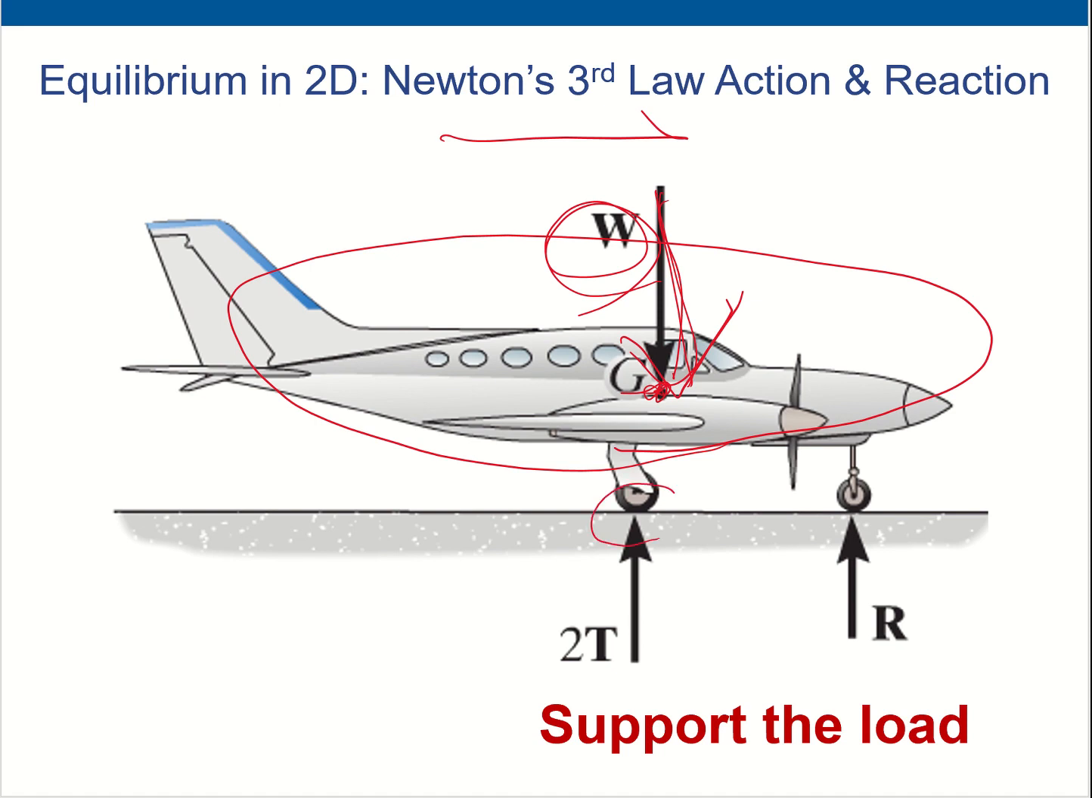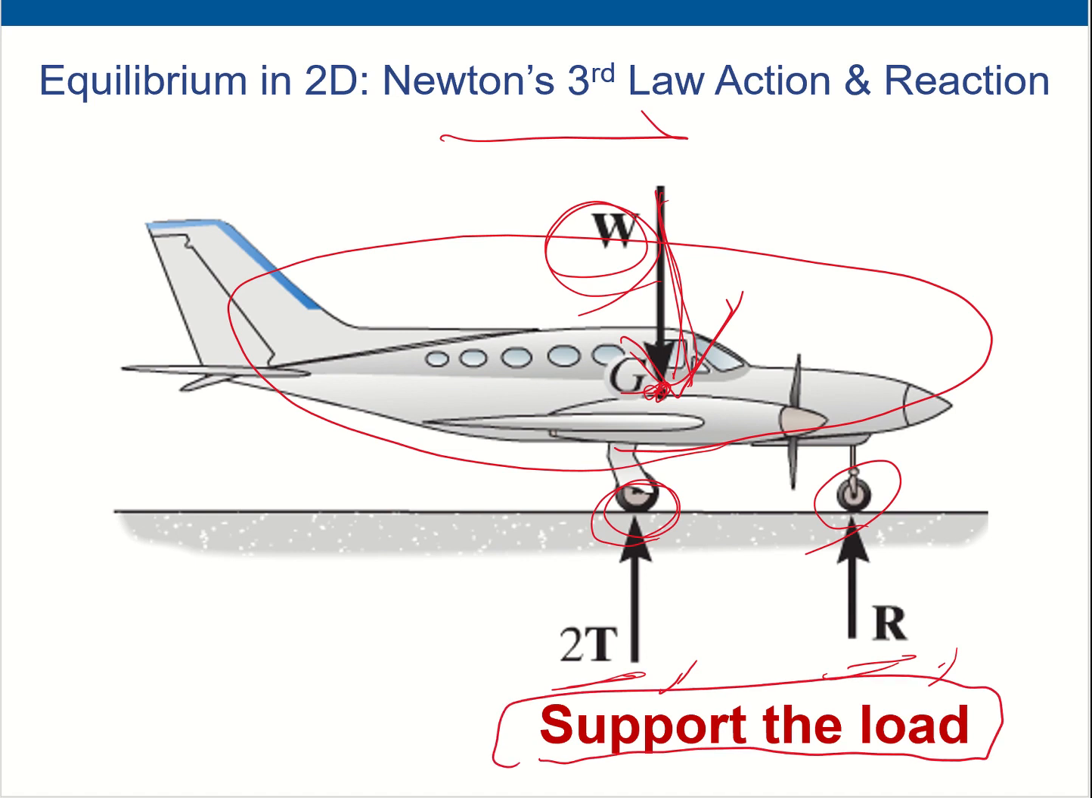We have two sets of wheels, rear wheels and front wheels. So we have two rear wheel forces and one front wheel force. We call these support reactions. There are external forces, and we have support reactions.